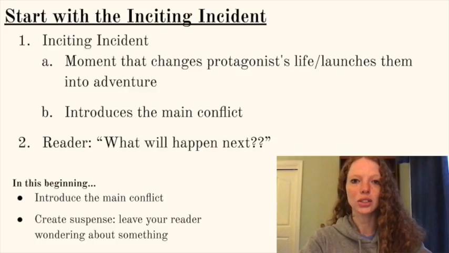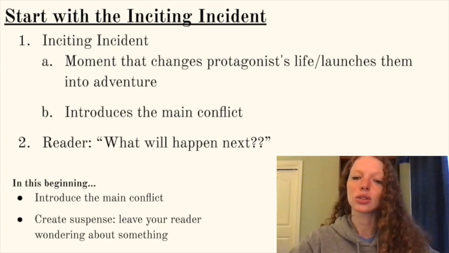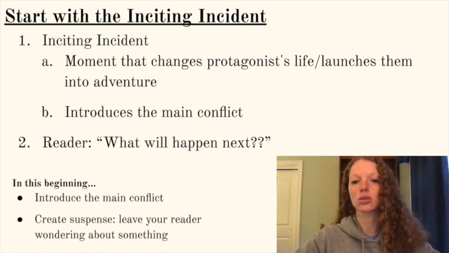The next way you might start your novel is with the inciting incident. So again, remember, this is the moment that changes your protagonist's life, really pushes them into their adventure. It also introduces your main conflict. You need to leave your reader wondering what's going to happen next, okay? So again, in this type of beginning, you introduce your main conflict, and you want to make sure that you're creating suspense. So something should be left unknown.